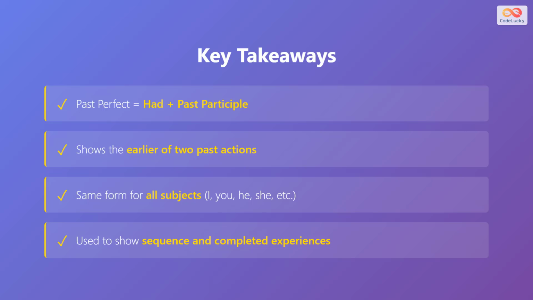Let's review the key points we learned. First, past perfect equals had plus the past participle. Second, it shows the earlier of two past actions. Third, the form is exactly the same for all subjects, whether singular or plural. Fourth, we use it to show the sequence of events and to talk about completed experiences before a specific time. These points will help you use the past perfect correctly in your English conversations and writing. Practice using it, and soon it will become natural to you.